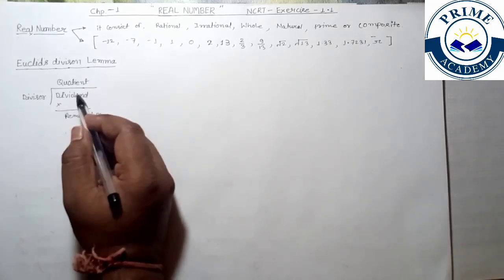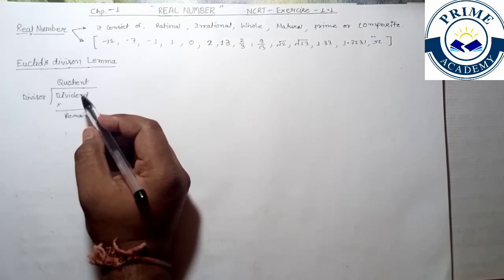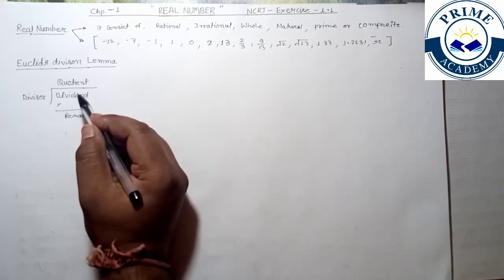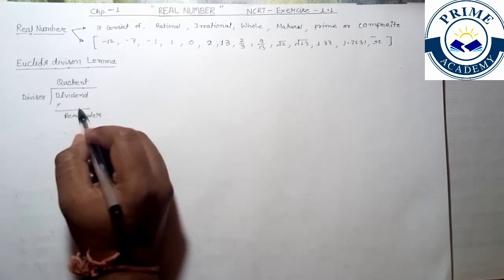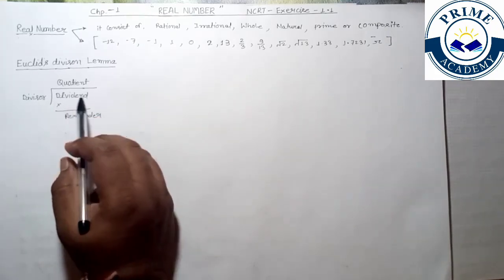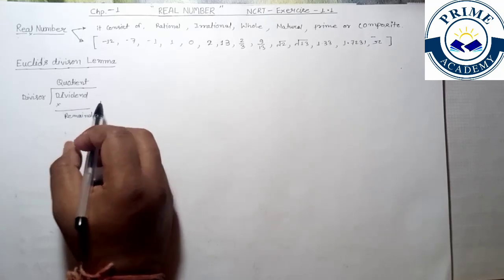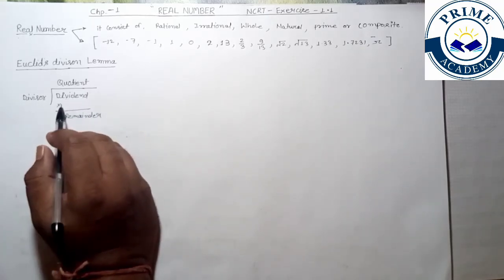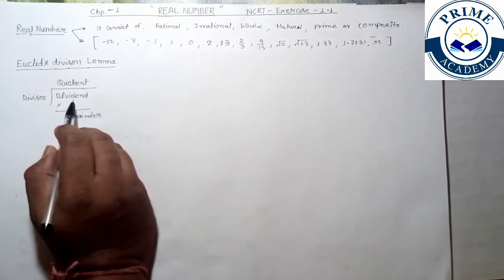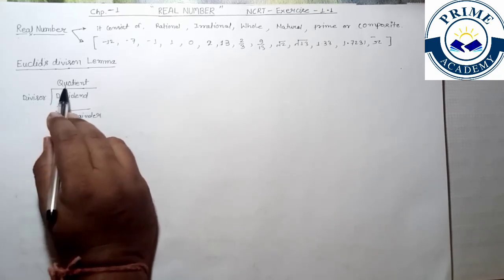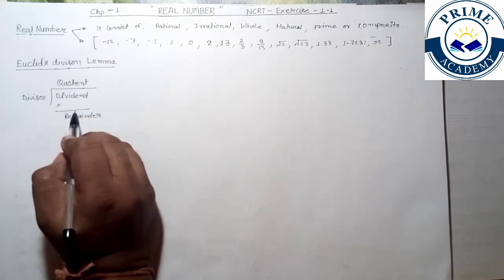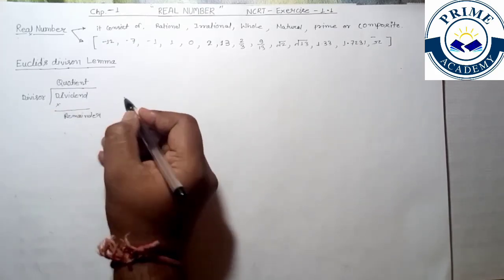Now, in the first chapter we will discuss Euclid's division lemma. Euclid's division lemma is based on the division rules. These division rules say, as we know from primary level, that a dividend is divided by a divisor, giving a quotient, and we get a remainder.